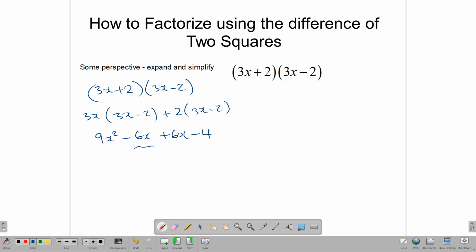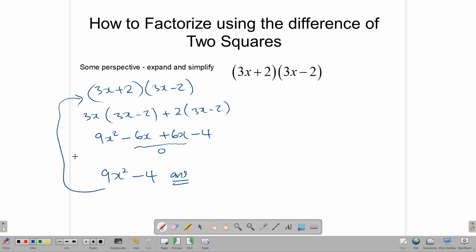So we can simplify in the middle. These are like terms: minus 6x and plus 6x, and 6x take away 6x leaves us with 0. So we can write back our answer as 9x squared minus 4. That's our answer. So the question is, if we wanted to reverse this, how could we reverse it so that we get back the original expression?